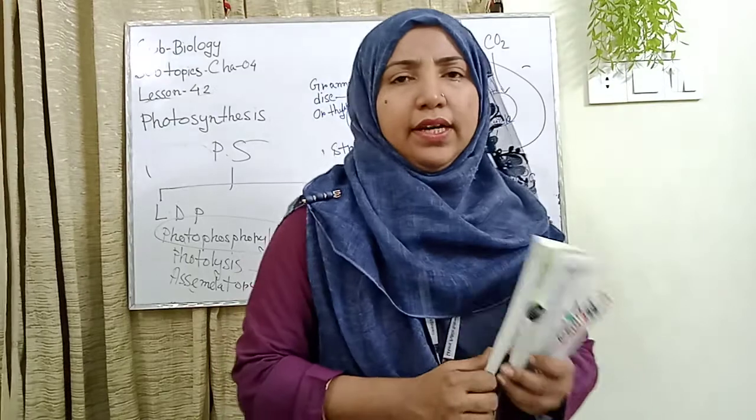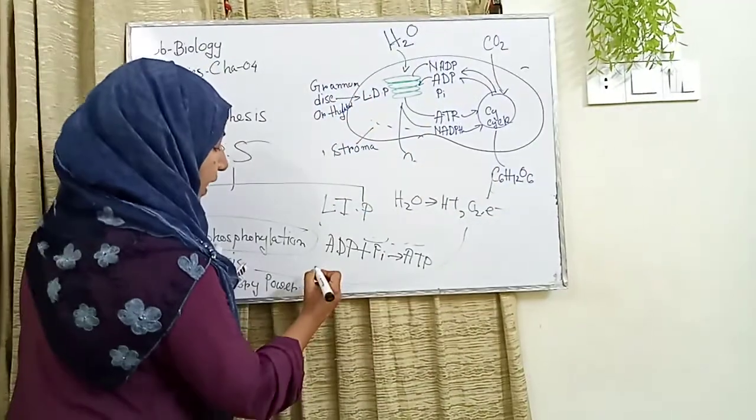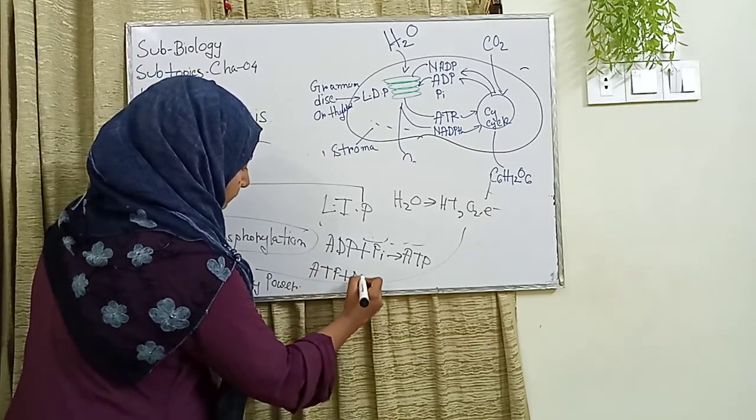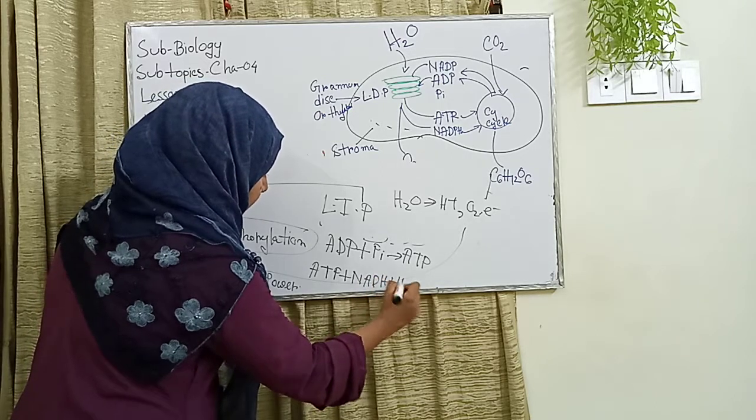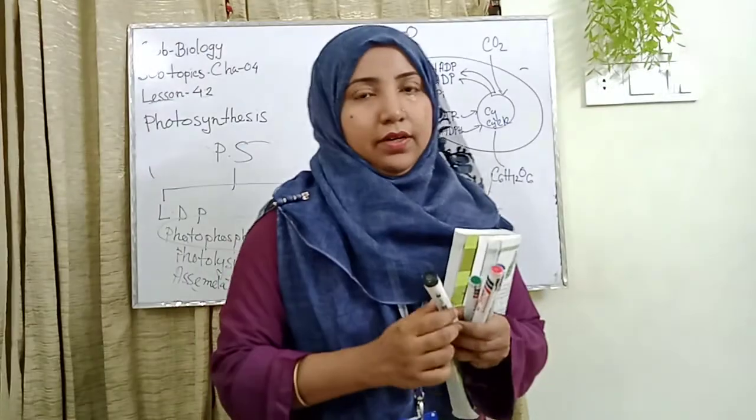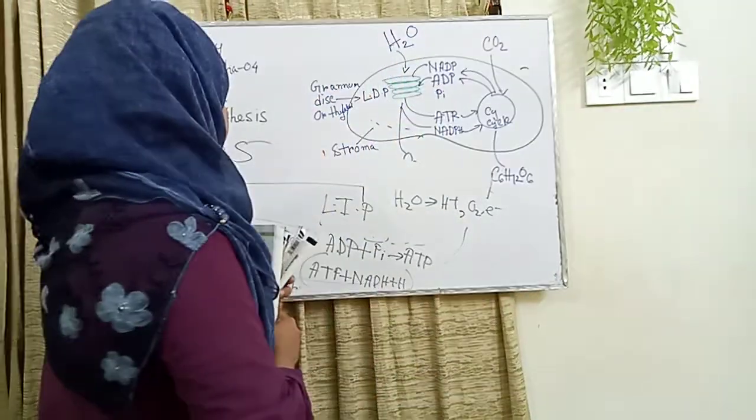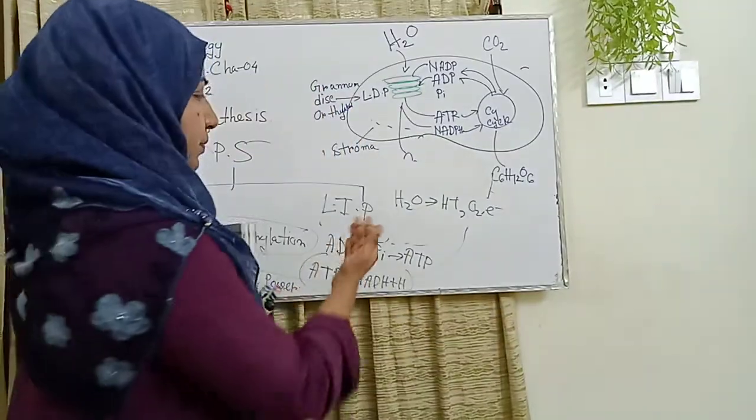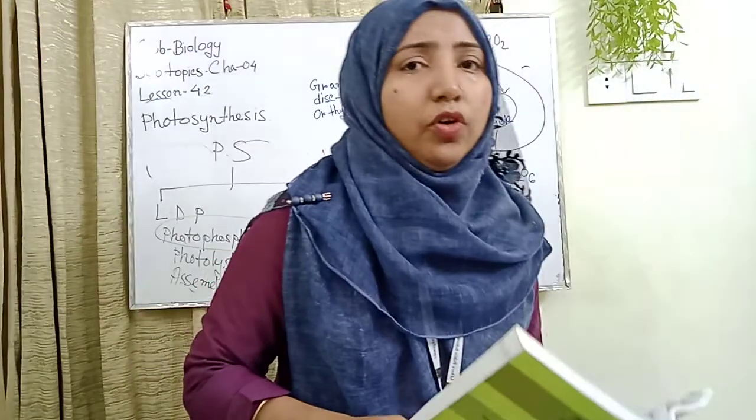So again, what is assimilatory power? ATP plus NADPH and H plus together are called assimilatory power. Now again, the light independent phase, where does it happen? It basically happens in the stroma of the chloroplast.